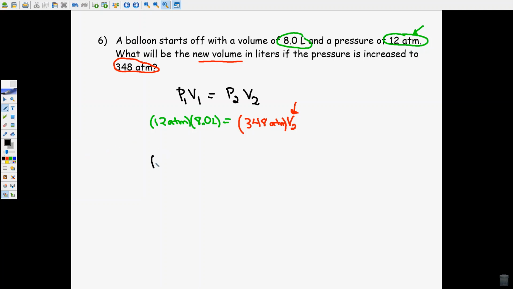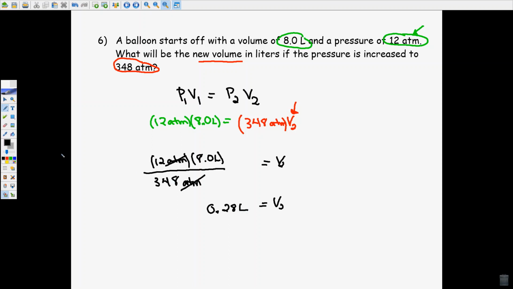So that means that I'm going to end up taking the 12 atmospheres and the 8 liters, and I'm going to divide them by what V2 was being multiplied by. So that was the 348 atmospheres. Atmospheres is going to cancel out. My unit of volume that I'll be left with is liters. So that means that V2, if you solve this, should be 0.28 liters.